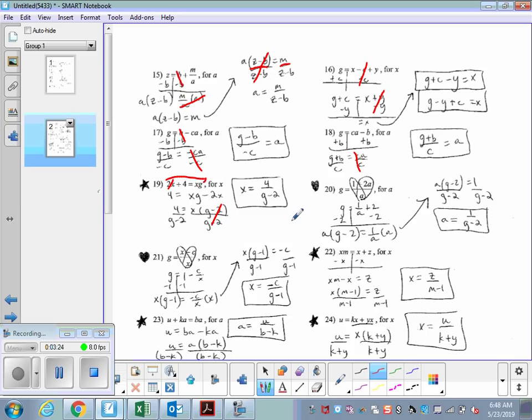For number 20, we're going to use the heart method because we have a binomial in the numerator, and then we have it being divided by one term. So I've got the 1 over a.